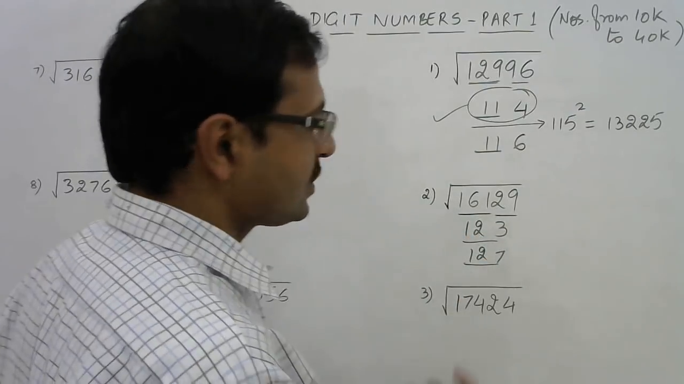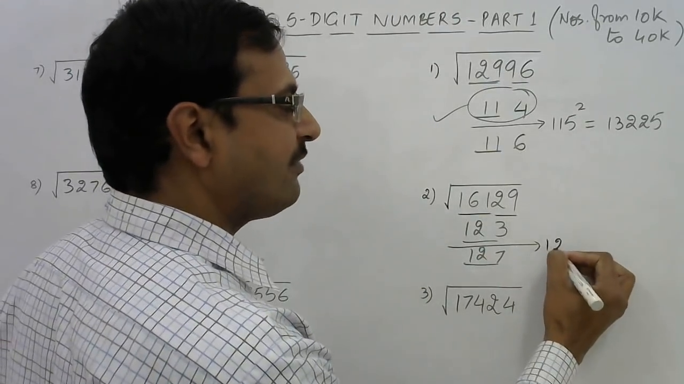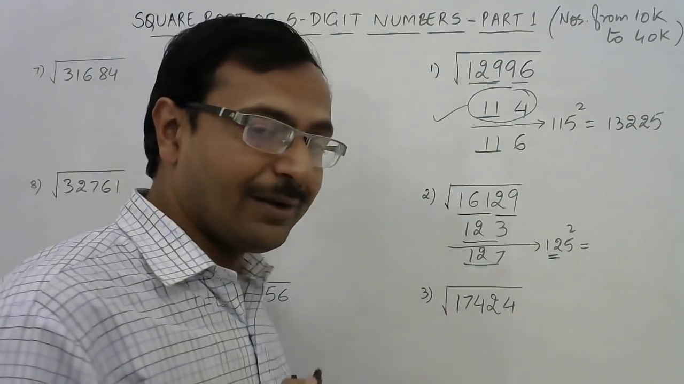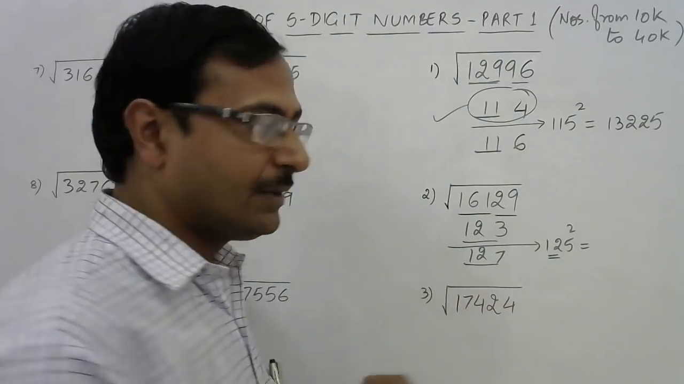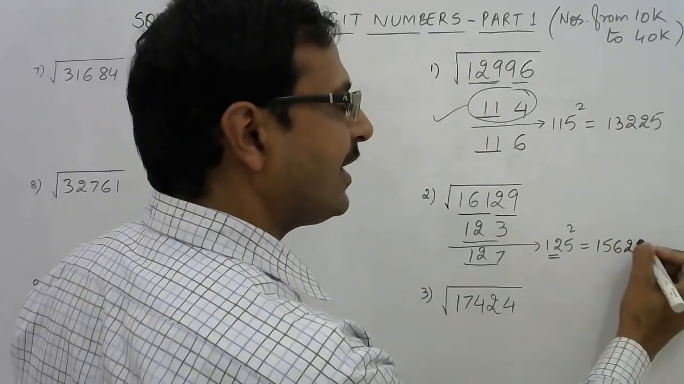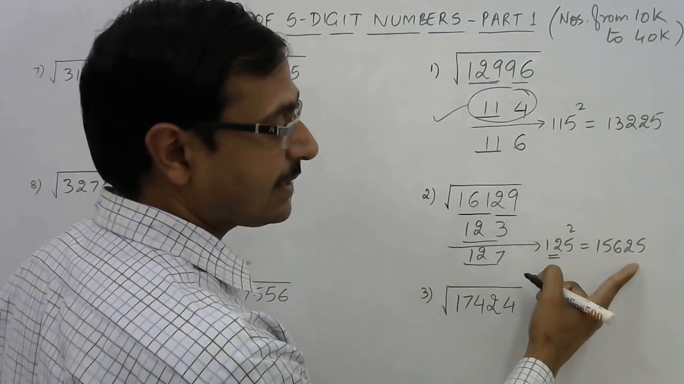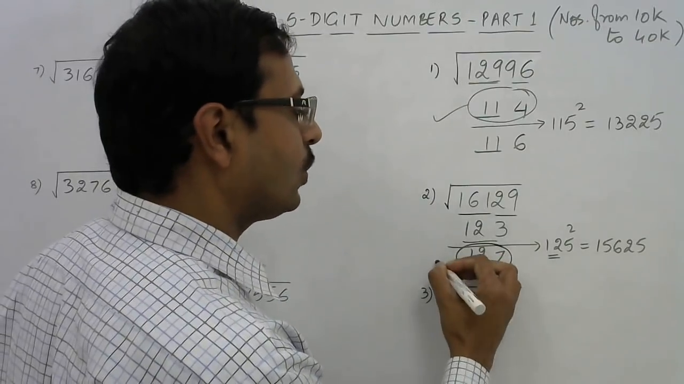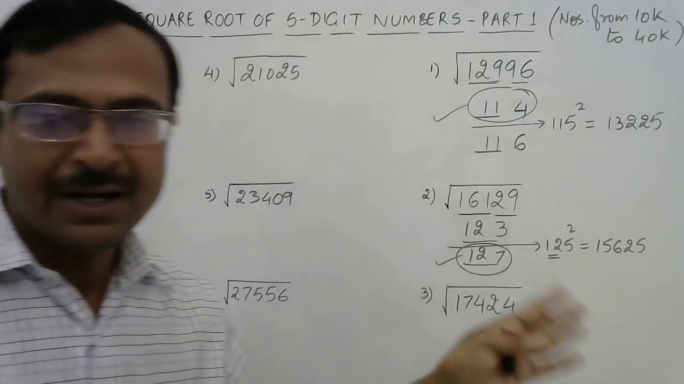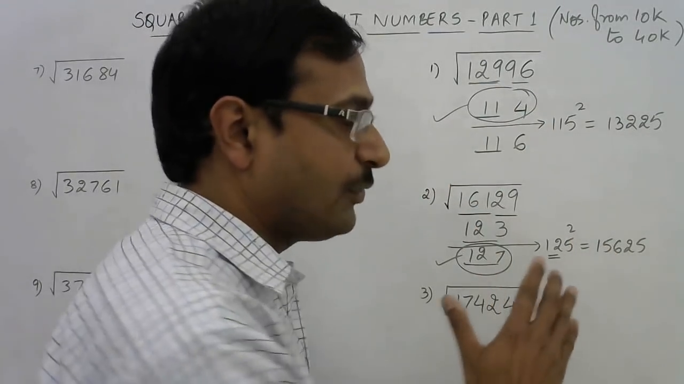So either our answer is 123 or 127, and what is the intermediate number? It is 125. How do you square this? You need to multiply 12 by 13. 13 into 12 is 156, and follow it by 25. Compare these two numbers. 16129 is greater than this. So our answer is below the arrow, that is 127. Was this method? And I am sure you are going to feel comfortable with this method very, very soon.